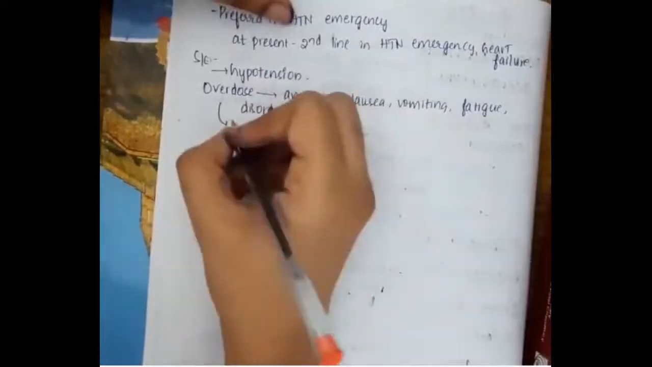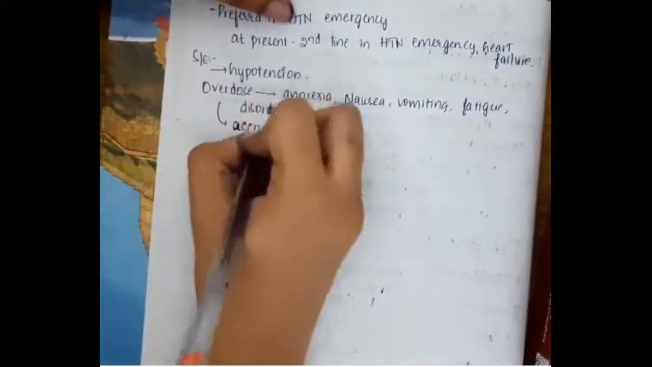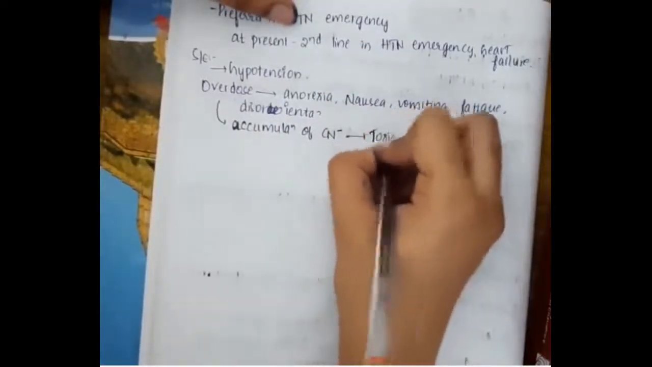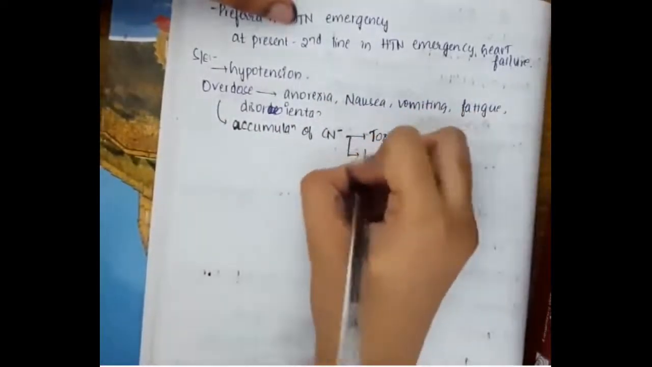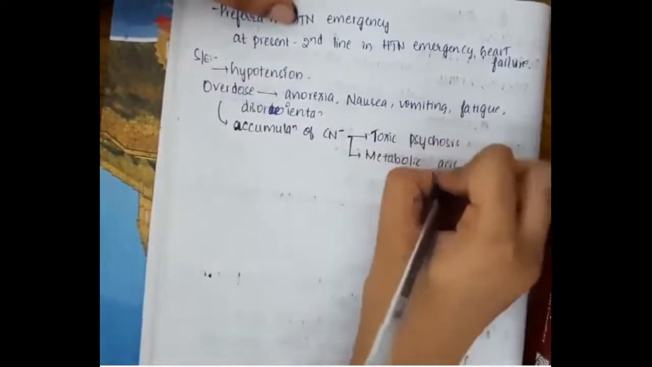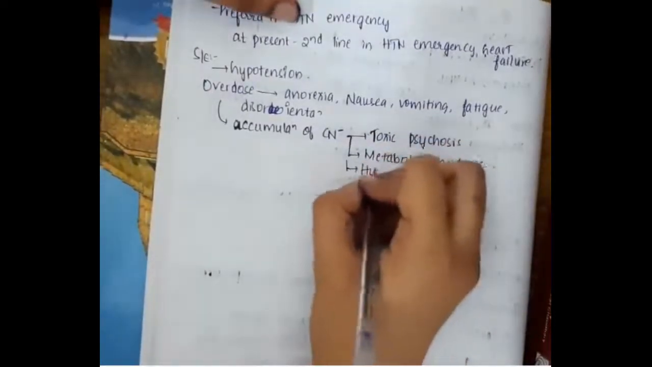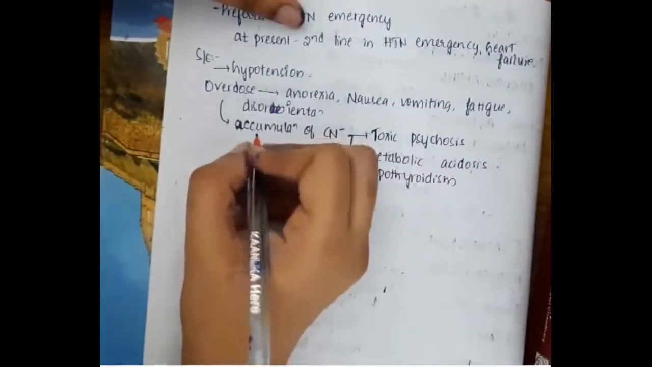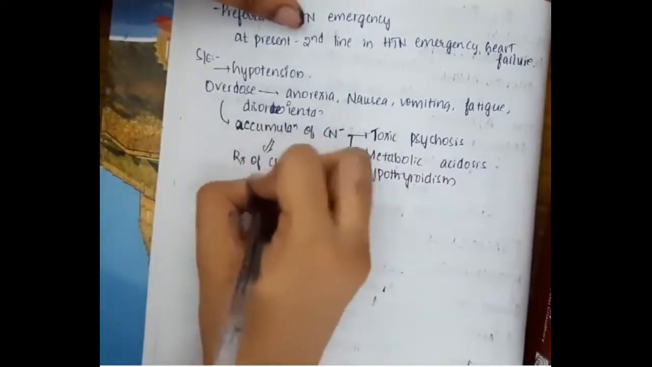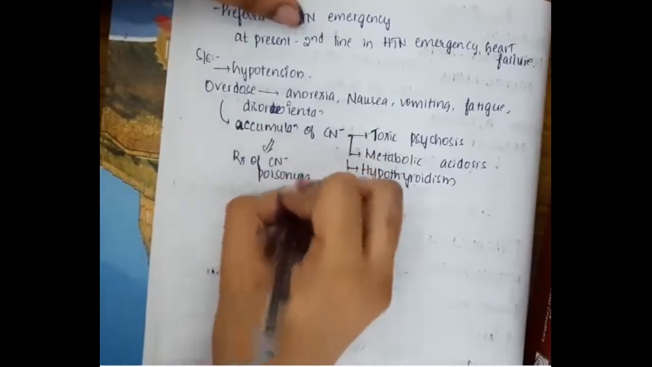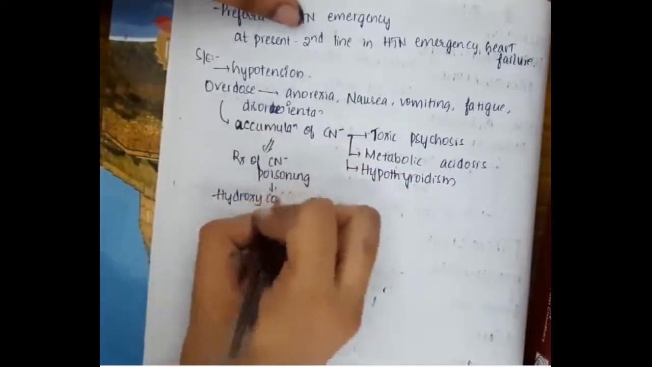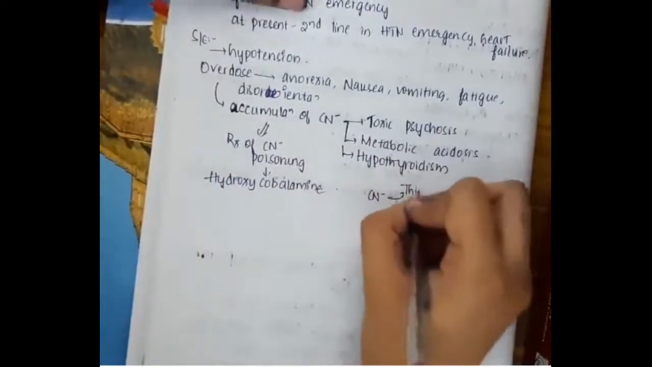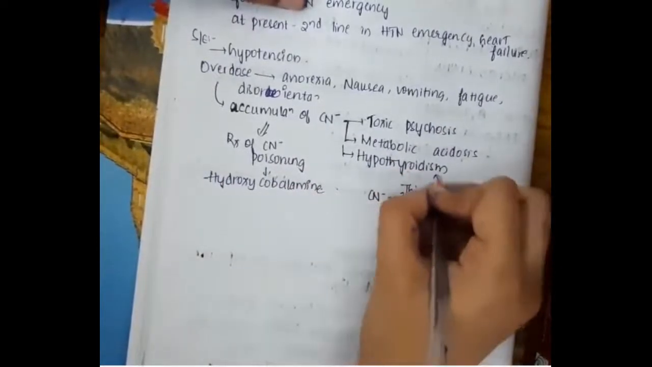Whenever there is overdose, it also causes cyanide accumulation. This accumulated cyanide causes toxic psychosis, metabolic acidosis, and hypothyroidism. Now, hydroxycobalamin can be used in the treatment of cyanide poisoning.